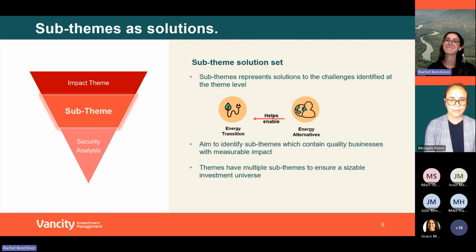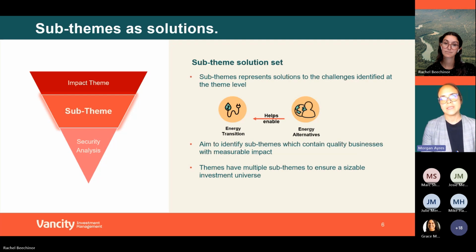Next slide. Right. So once we've built out the challenges and the possible solutions needed to address these challenges, we narrow down the investment universe further to identify investable sub-themes. We do this by actively considering what solution sets are best left to governments and ensuring we, as public equity investors, are investing in areas where companies' incentives are aligned with generating positive impact.